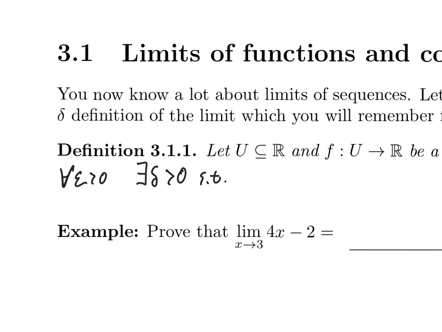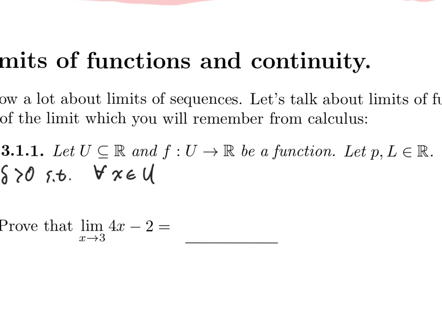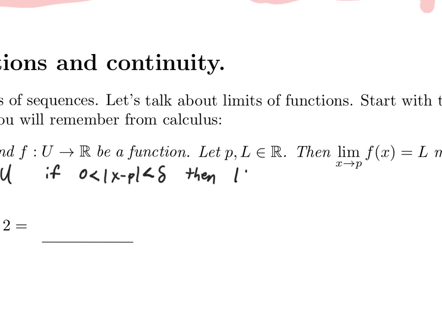So if you remember, over there I was plugging x into the function, so x better be in the domain, such that for all x in U, if the absolute value of x, this is a mistake that I'll make with some frequency. If 0 is less than absolute value of x minus p is less than delta, then absolute value of f of x minus L is less than epsilon.